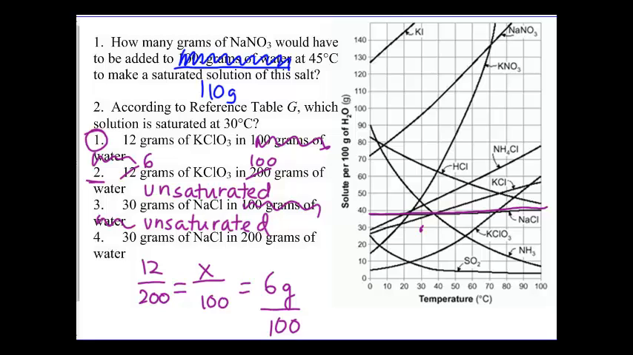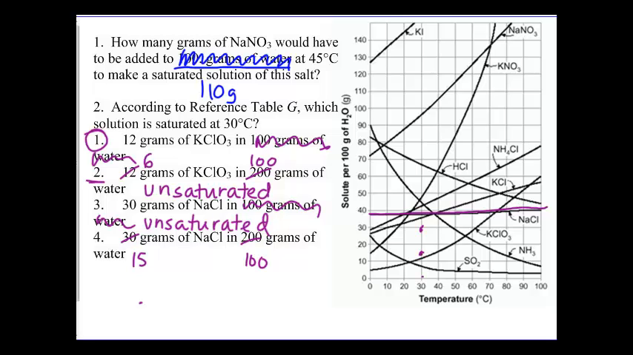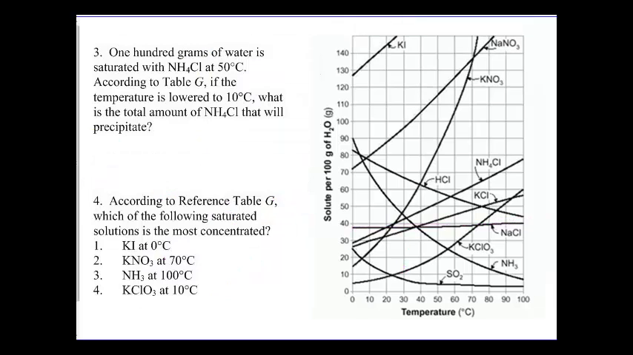And then the final choice, notice it's 200 grams of water. So we need to get that in terms of 100 grams so we can use our chart. So if it's 30 out of 200, it would really be 15 out of 100, right? So 30 and 15, again, we're under our line. This is also unsaturated. Okay? So that's one of the tricks that they do is they give you different amounts of water rather than 100 grams.